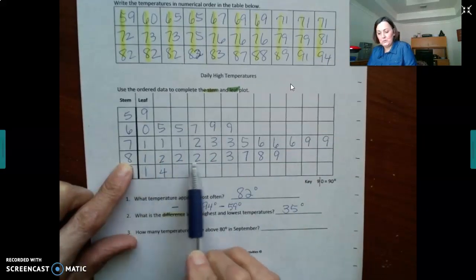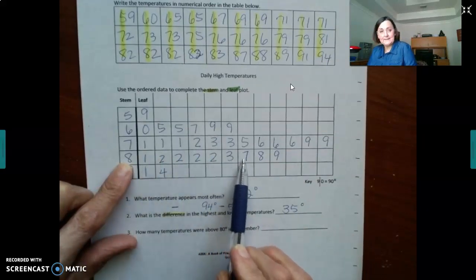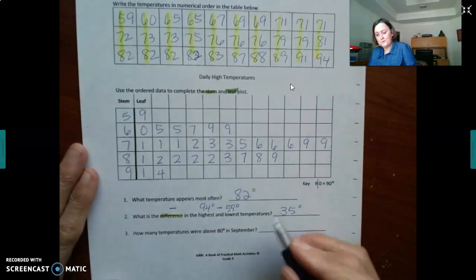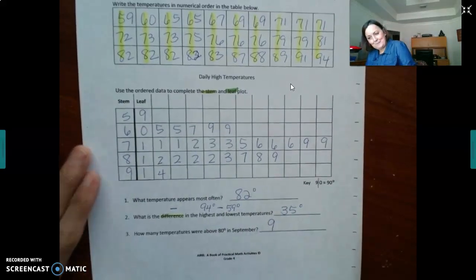1, 2, 3, 4, 5, 6, 7, 8, 9. So there were how many temperatures in the 80s? 9. So we would put 9 right there.